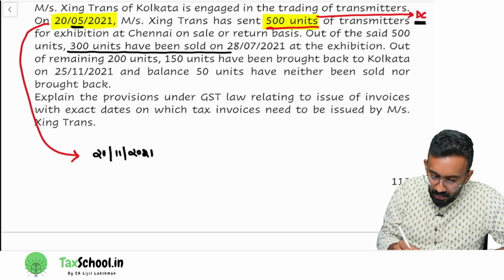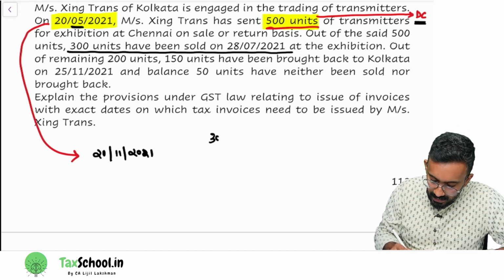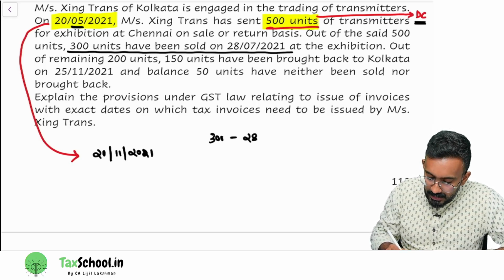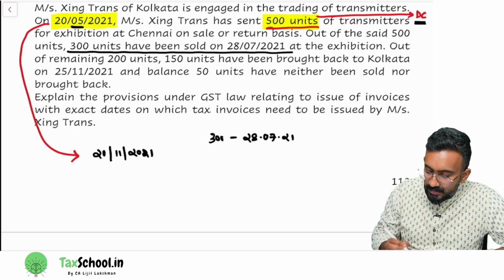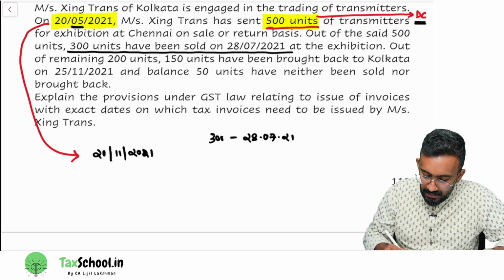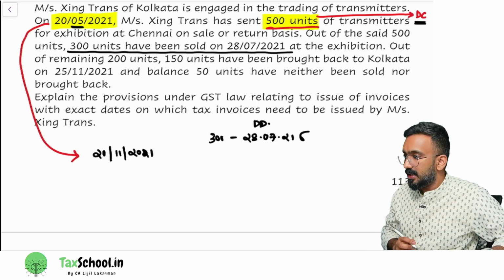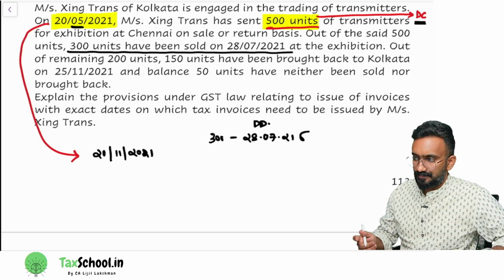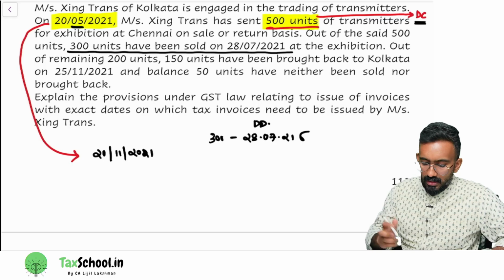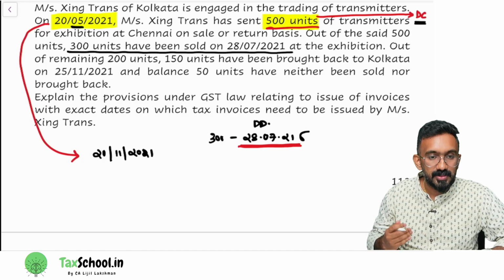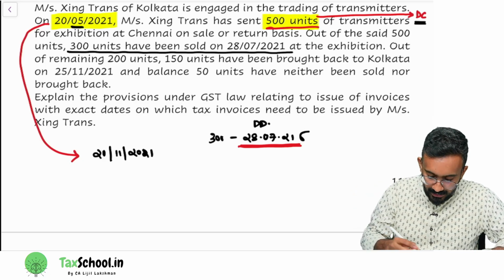300 units are sold on 28/7/2021. So these are sold before 6 months. What will be the due date of issuing invoices? It will be 28/7/2021, because that is the date on which the product was sold, which means it is the date of supply. So this is the due date of invoice.